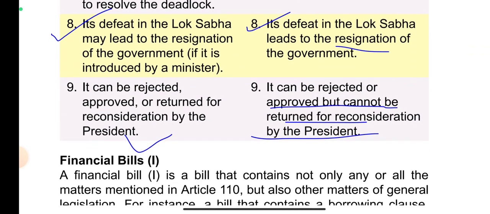Ordinary bills, their defeat in the Lok Sabha may lead to the resignation of the government if it is introduced by a minister, and for money bills, their defeat in the Lok Sabha leads to the resignation of the government. दोनों में तो सेम ही है. Then ordinary bills can be rejected, approved or returned for reconsideration by the president. Money bills can be rejected or approved but cannot be returned for reconsideration by the president.